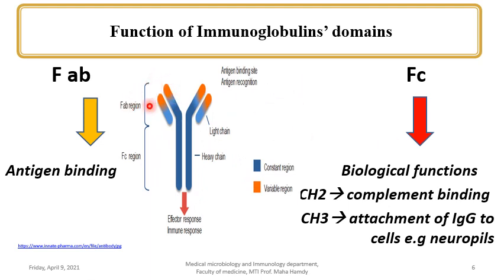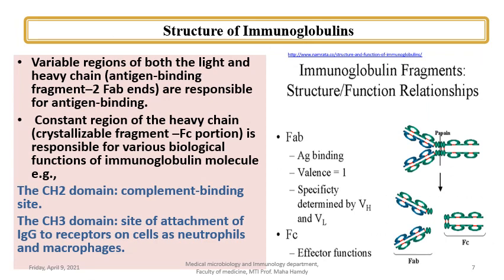ادي اهو الانتيجين بايندينج بورشن، ودي ال FC region اللي هي الإفكتور ريسبونس أو البيولوجيكال فانكشن. الجزء الأزرق هو الكونستنت region والجزء الأحمر هو الفاريبل region اللي هما الاتنين الفاريبل بتوع اللايت والهيفي تشينز بيعملوا الانتيجين بايندينج سايت. الفاريبل region of both light and heavy chains بيعملوا الانتيجين بايندينج زي ما قلنا، والكونستنت هما اللي بيعملوا الفري crystallizable portion ال FC portion اللي مسؤول عن ال complement binding وعن ال opsonization وعن ال ADCC.